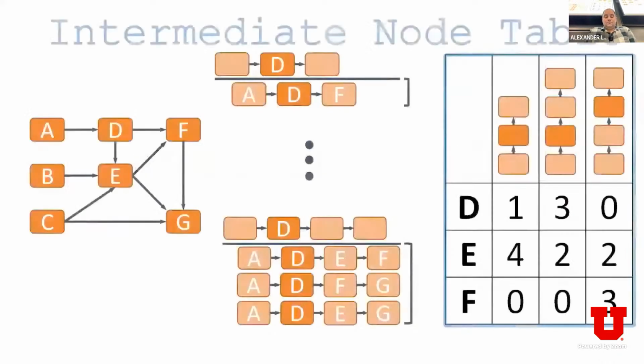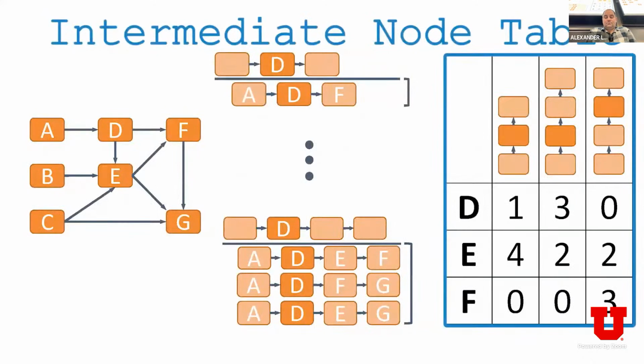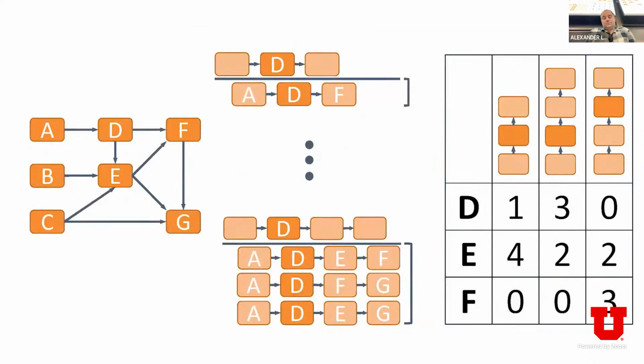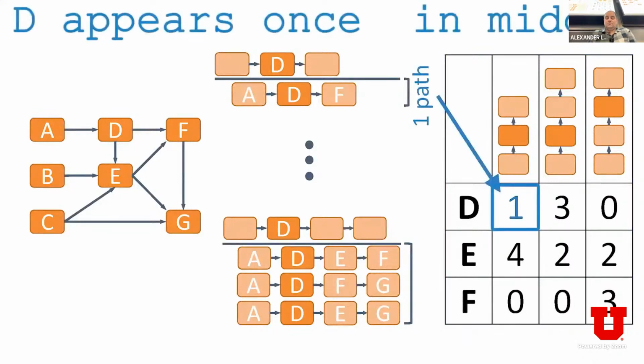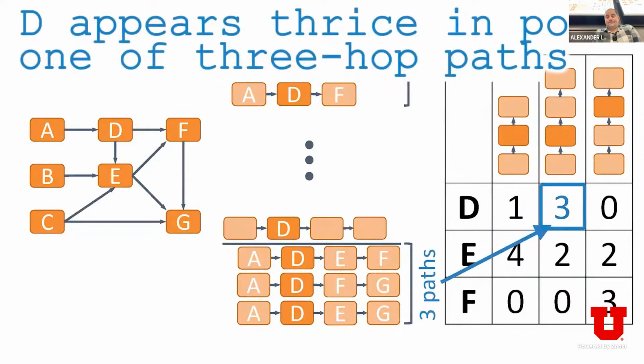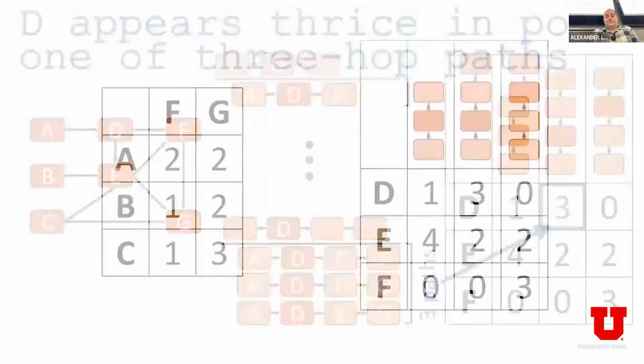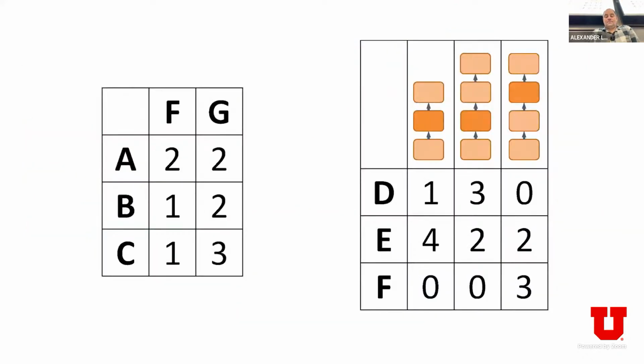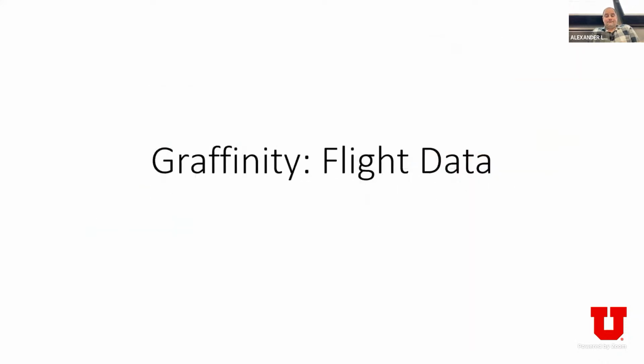The intermediate node table reveals information about the nodes in the middle of the path. It visualizes properties of path sets for the intermediate nodes while also taking the position of the node into account. Here, the node D appears in the middle of a two-hop path exactly once, and it appears thrice at the second position in three-hop paths. These two complementary views summarize connectivity as relationships between start and end nodes and display information about the intermediate nodes used in those paths. We demonstrate these two techniques in a prototype system called Graphinity.